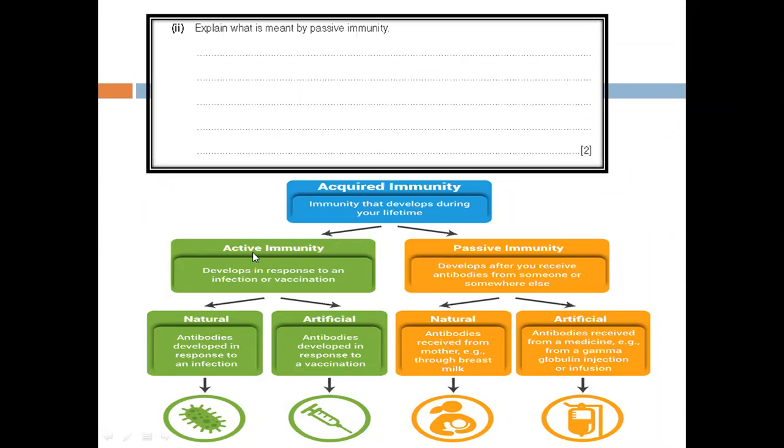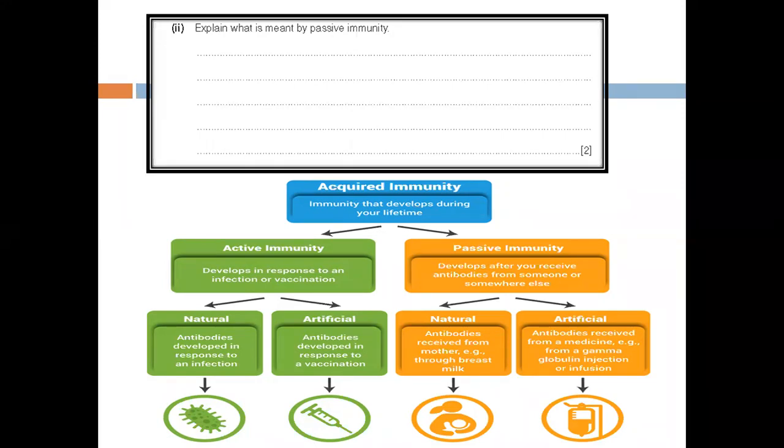Acquired immunity has two types, active and passive immunity. Acquired immunity is immunity that develops during your lifetime. Active immunity develops in response to infection or vaccination. When your body is exposed to a pathogen, when a pathogen enters your body during your lifetime, antibodies and memory cells will develop in your body against that pathogen.